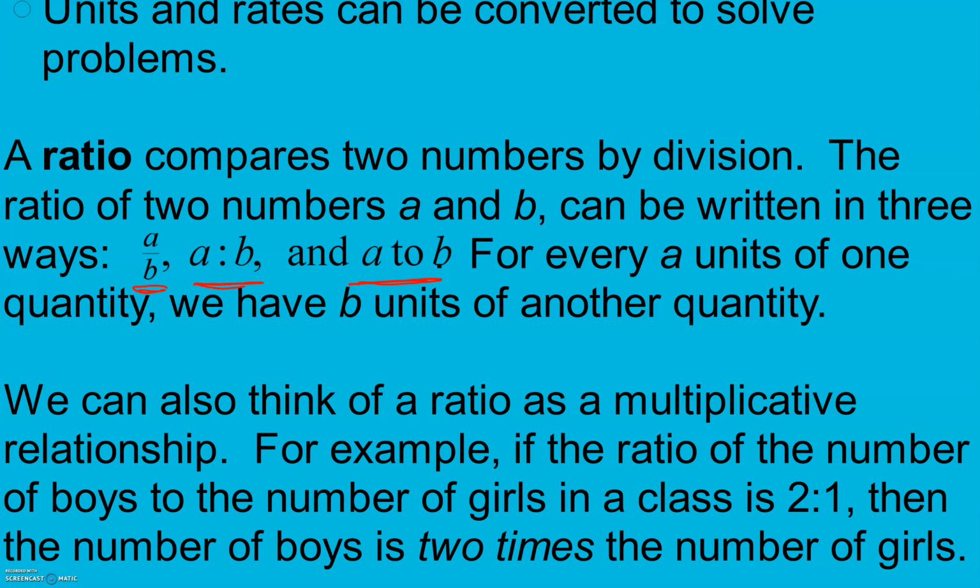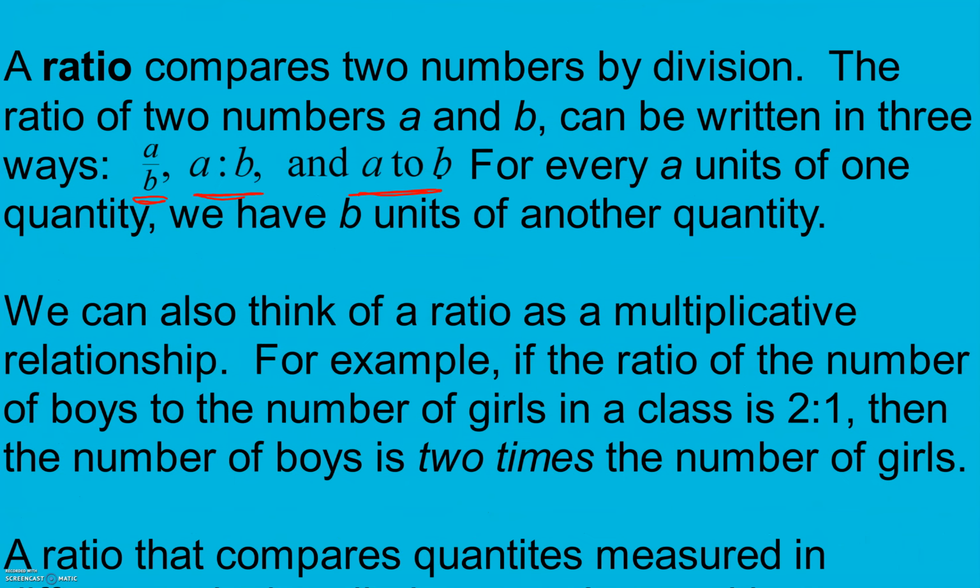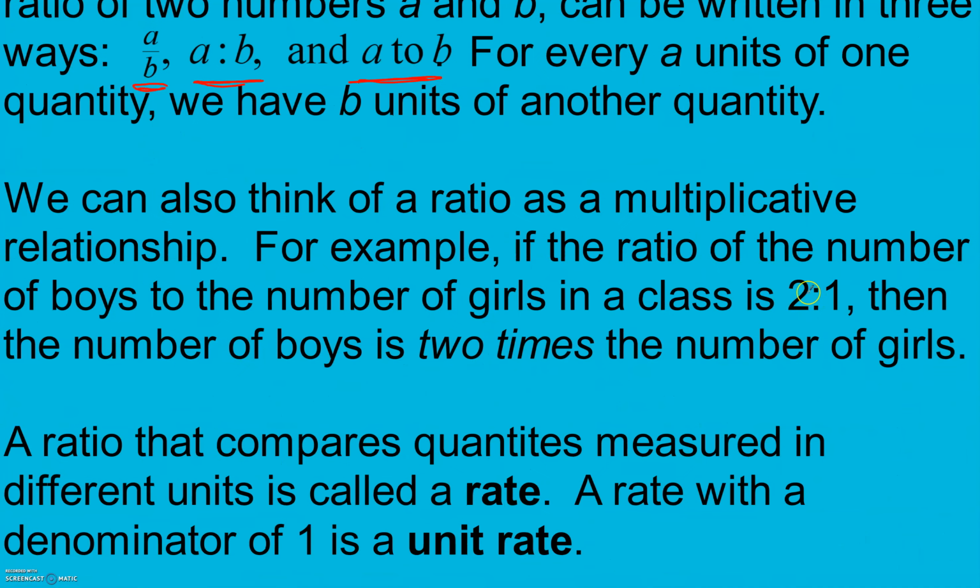We can also think of a ratio as a multiplicative relationship. For example, if the ratio of the number of boys to the number of girls in the class is 2 to 1, then the number of boys is 2 times the number of girls. We don't necessarily know how many there are, but we know that if we multiplied the number of girls by 2, we'd get the number of boys. So we'd multiply both numbers in our ratio, the 2 and the 1, by the same value to get our exact number. So it's like a fraction that's been reduced.